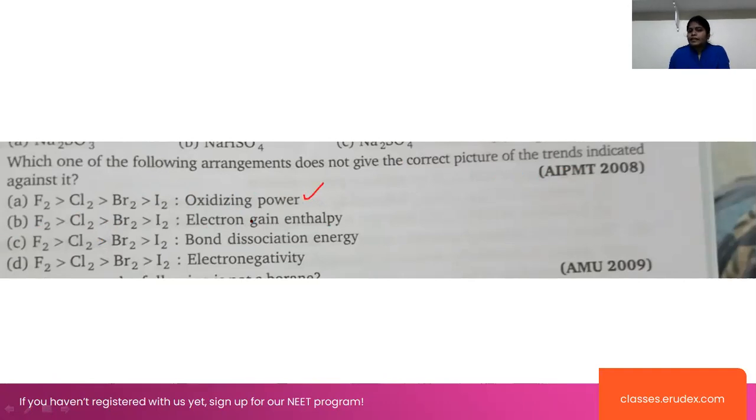Next one is electron gain enthalpy, which is more for fluorine because of the small size and high electronegativity. So electron gain enthalpy is also correct here. Coming to electronegativity, the tendency to attract electrons will be more for fluorine. But in the case of bond dissociation energies, due to the small size, repulsions will be increasing more and more. So the bond dissociation energy order will be Cl2, then Br2, then F2, and then I2. This is the correct order, so the incorrect picture of the trends is the one given.